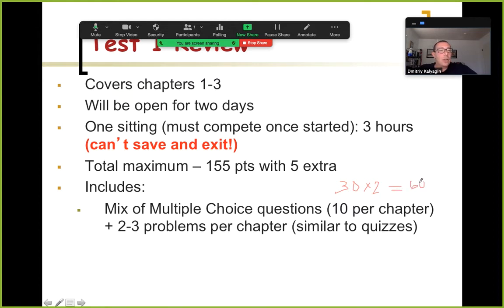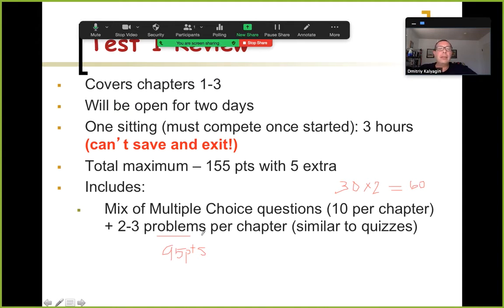And the rest of the questions, 155 minus 60, so you have 95 points, they come from problems. So the problems will be about 95 points. And guys, I include 2 to 3 problems per chapter. Now, while your homework is the same for everybody, the multiple choices will be different for every student to prevent cheating. And you're not allowed to work on the test together, and you're not allowed to ask me any questions while you're taking the test. You're encouraged to ask me questions while you're preparing for the test, but not while you're taking the test.